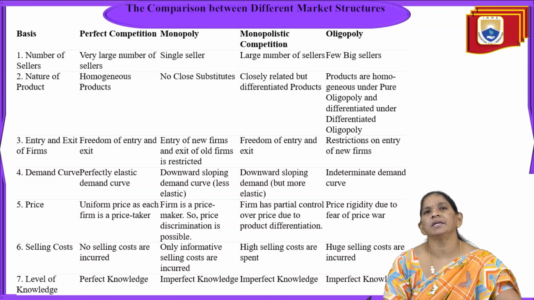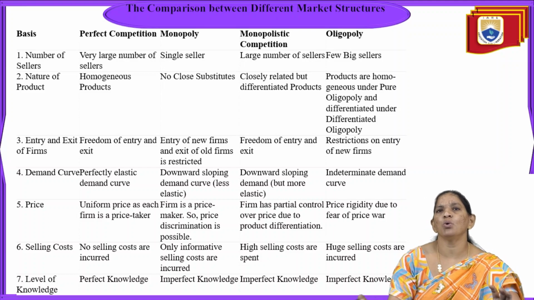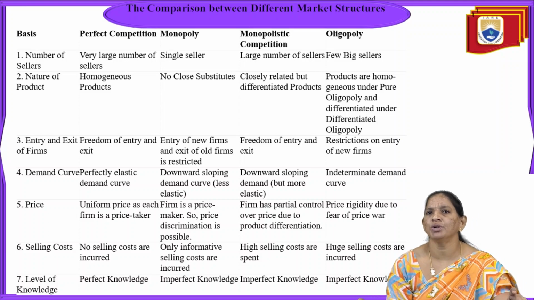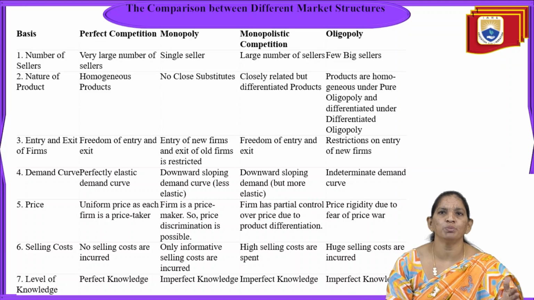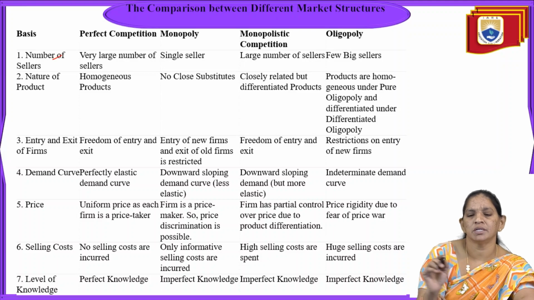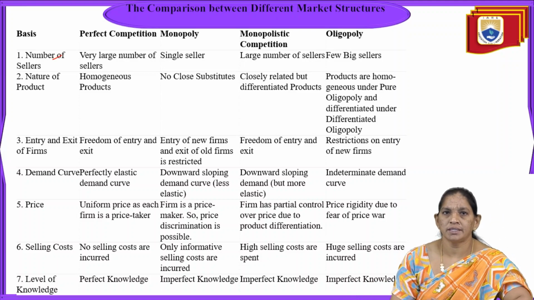So these 4 categories we can compare. Overall, we can compare by taking each and every point as a basis: perfect competition, monopoly, monopolistic competition and oligopoly. The first comparison overall comes under the number of sellers.